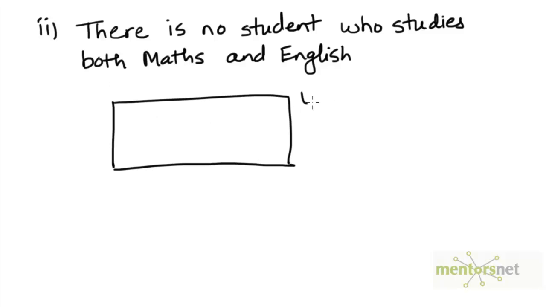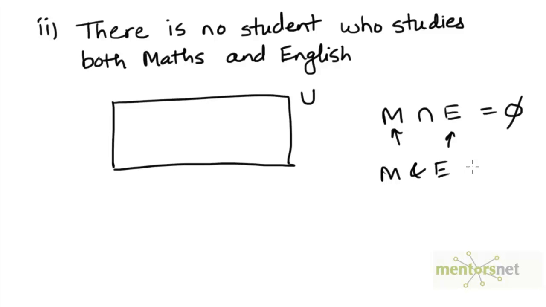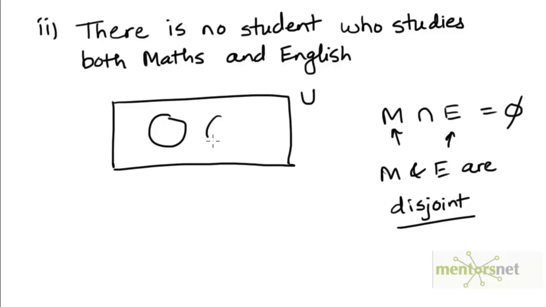We first have to draw the universal set in the Venn diagram. And this verbal description indicates a relationship between the sets M and E. There is no student who is studying both these subjects. This means there is no overlap between the sets M and E. So M intersection E is the empty set, since there is no student common to the sets M and E. Since their intersection is empty, M and E are disjoint sets, and so we can draw them as two non-overlapping circles, M and E.